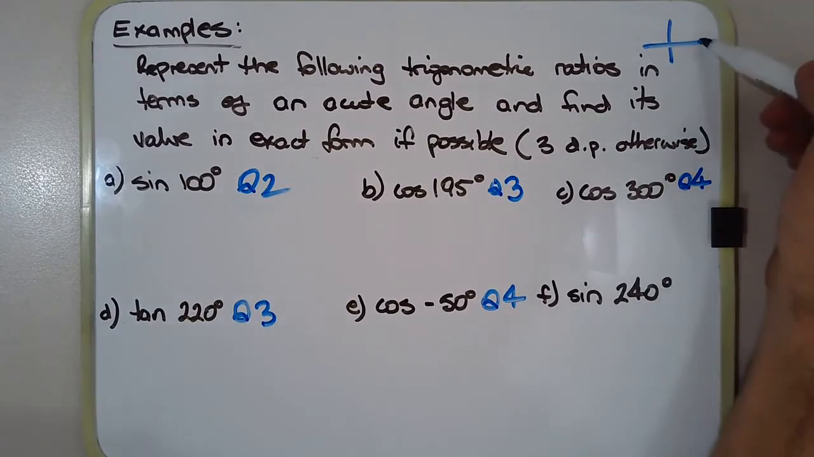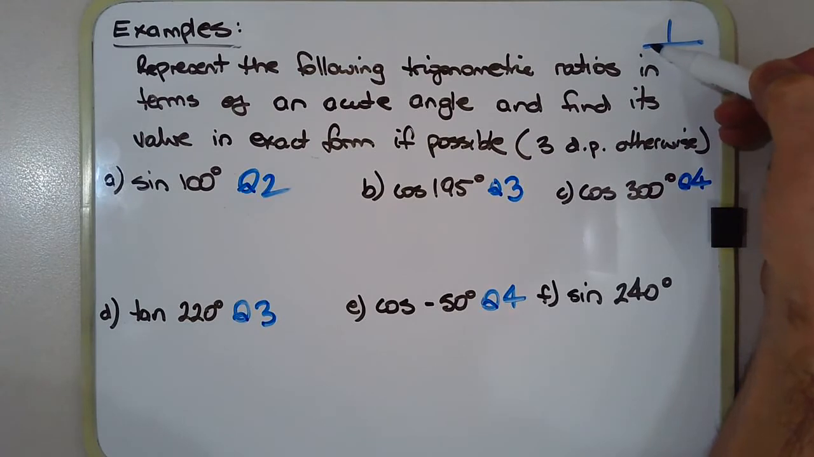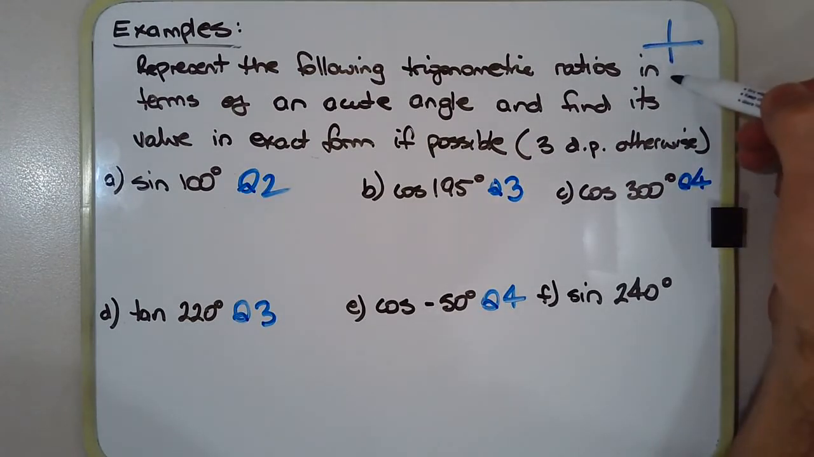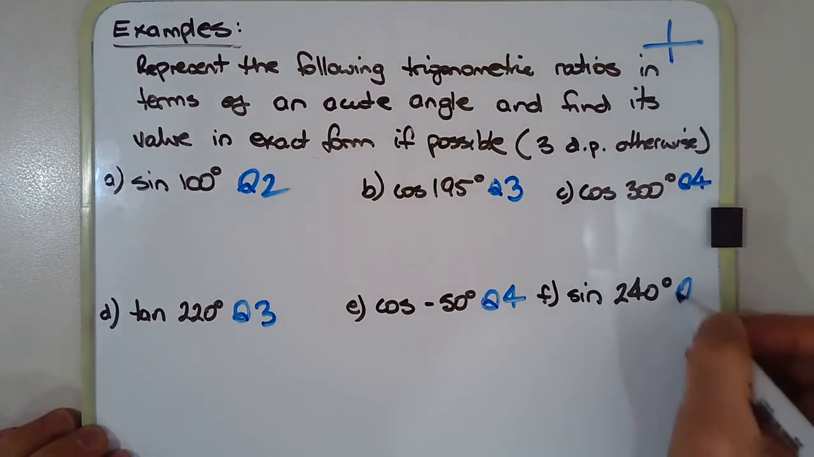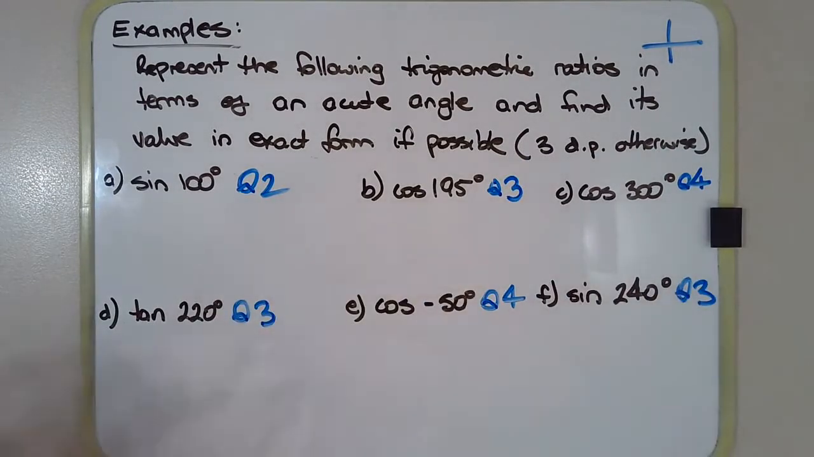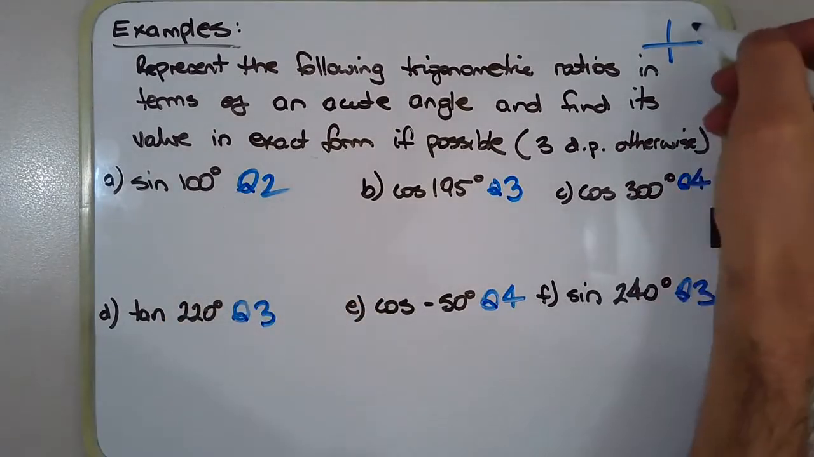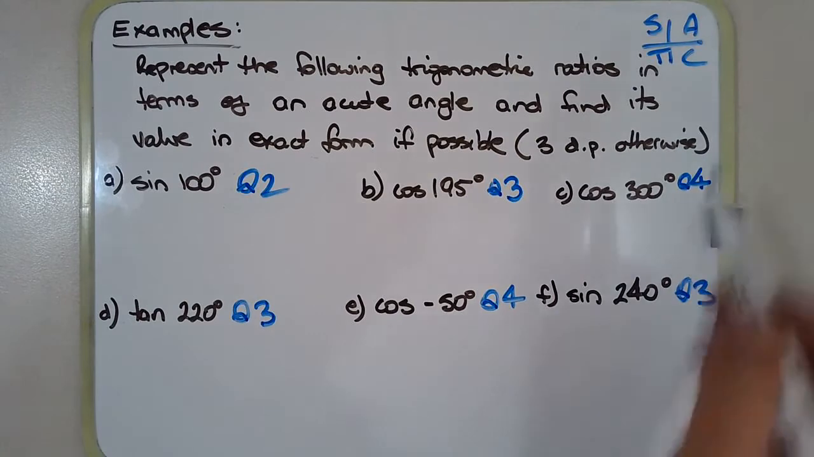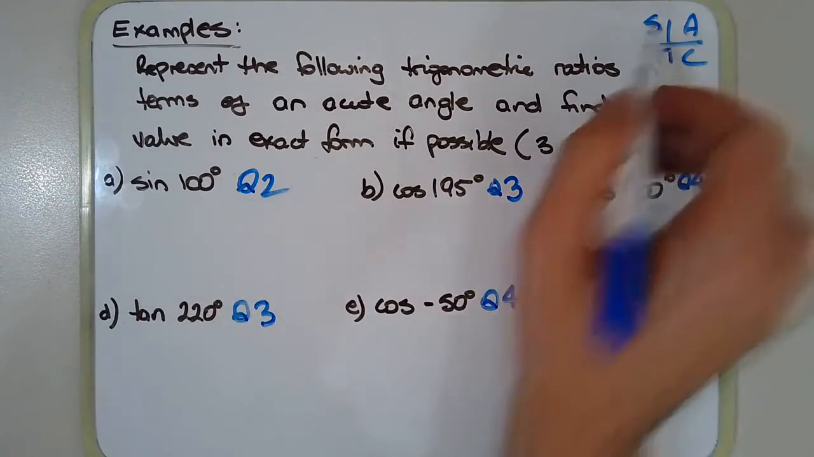Well, 0 to 180 is quadrants 1 and 2, but this is certainly beyond that. Up to 270 is quadrant 3, so this is a quadrant 3 angle. Now that we've determined the quadrants, let's determine whether the ratio is positive or negative. All right, so quadrant 2, all stations to central. So quadrant 2, sine is positive.